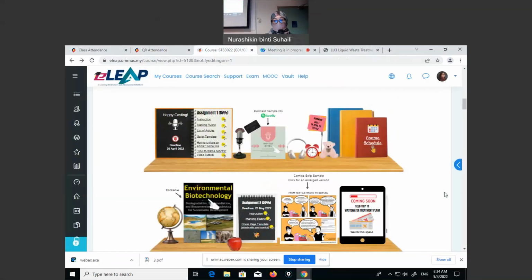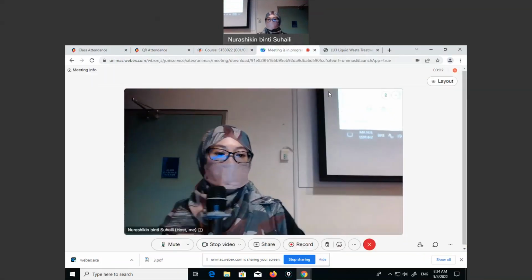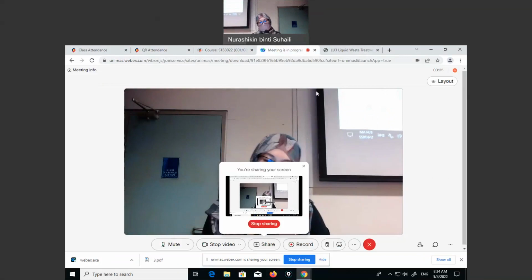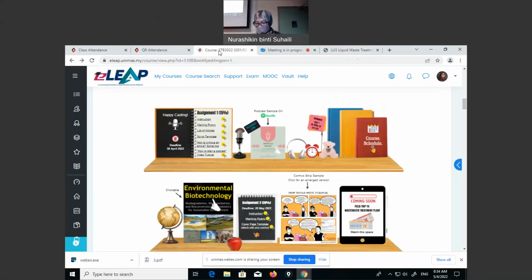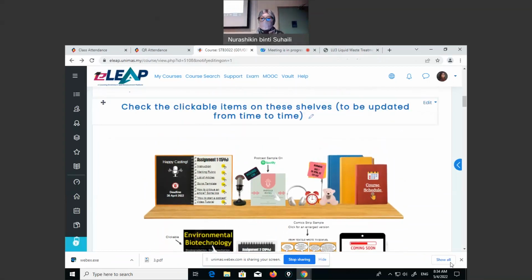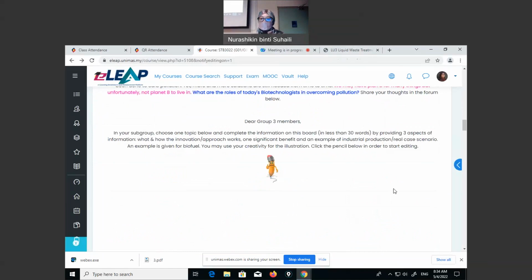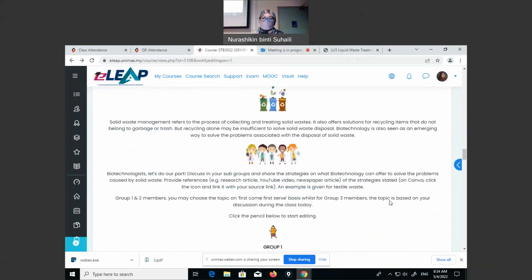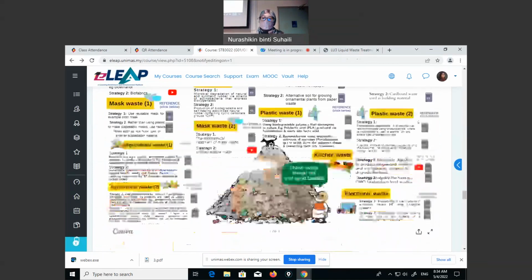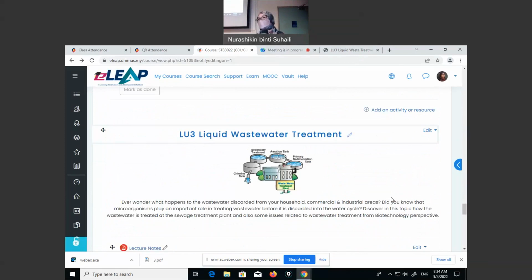So previously, we have talked about environmental pollution, the first topic, and then we moved to solid waste management in the second LU, and today we are going to cover liquid wastewater treatment. Okay, so the waste is divided into solid and liquid. So previously we talked about solid, so now we talk about liquid wastewater.